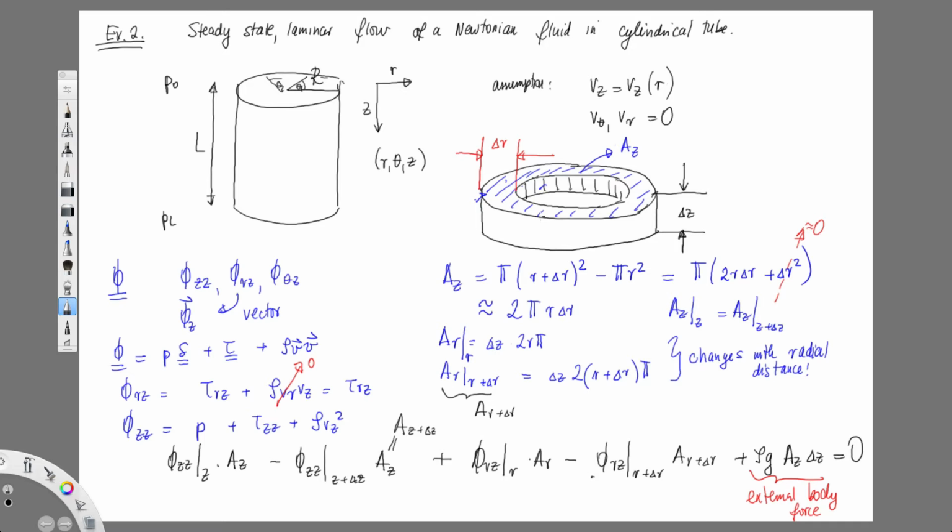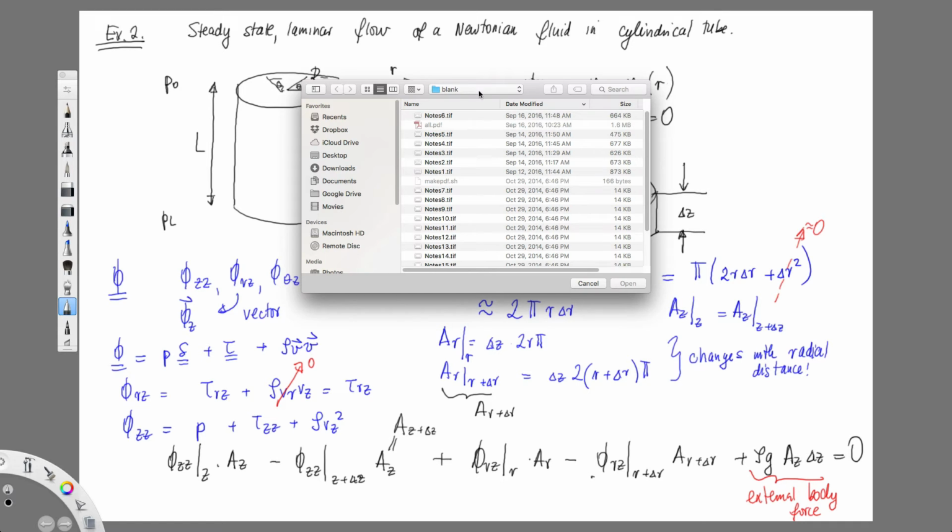All right, so let's now actually continue from here. I will need another page. Okay. So what happens? Now, I will actually divide my entire equation that I had before. I will divide by volume.